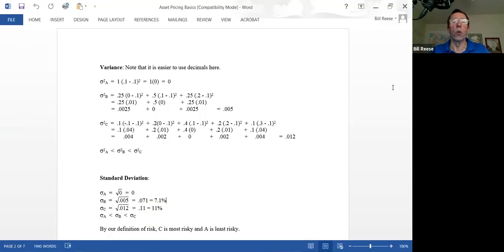Someone who is risk neutral wants a higher expected return and they don't care about standard deviation. It's not that they want a high or low, they just don't care one way or the other, whether it's a high standard deviation or whether it's a low standard deviation. Well, it's important to understand conceptually what we mean by someone being risk averse, risk loving, and risk neutral.